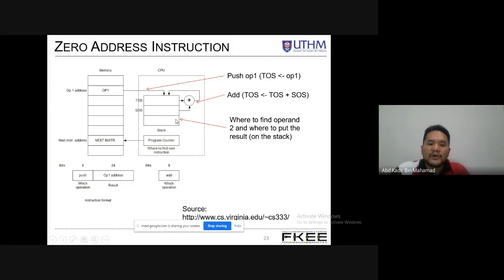Okay, so what happens? From operand 1, you put it at the top of stack. Then you do the addition operation: top of stack plus second of stack. The new value is stored at the top of stack.